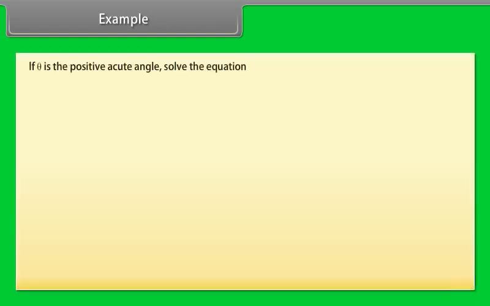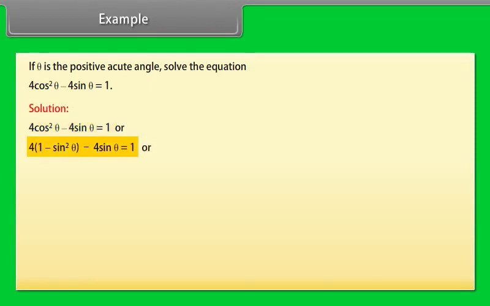Example. If θ is a positive acute angle, solve the equation 4 cos² θ - 4 sin θ = 1. Solution. 4 cos² θ - 4 sin θ = 1, or 4(1 - sin² θ) - 4 sin θ = 1, or 4 sin² θ + 4 sin θ - 3 = 0, which is a quadratic in sin θ.